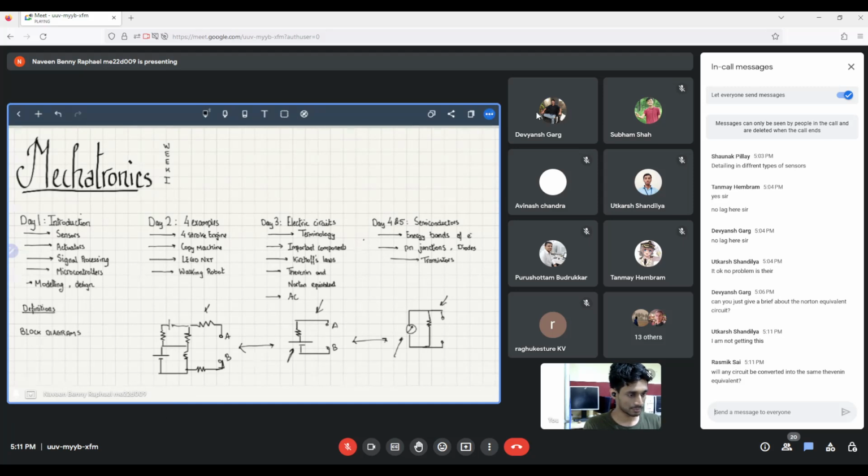Sometimes, will any circuit be combined in the same terminal? I will need to think about that. I mean, surely certain circuits can have the same terminal equivalent, but it need not be the case. We have to solve it out and write the equations, and only then can we say if it's equivalent or not. But yeah, it's very possible to have two circuits having the same terminal equivalent.